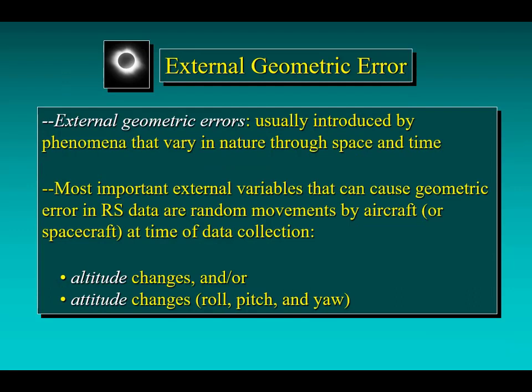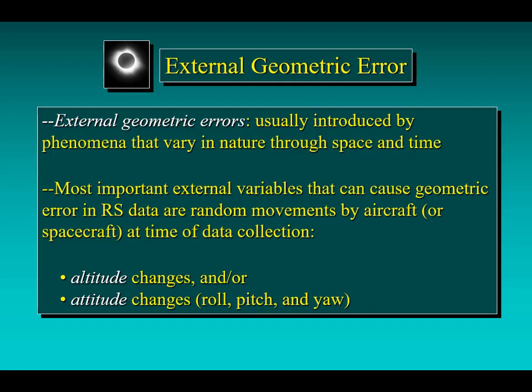Regarding external geometric errors, these are errors that are usually introduced by phenomena that vary in nature through both space and time. And the most important external types of variables that can often lead to geometric distortions in remote sensing image data are often going to be associated with random movements by aircraft or spacecraft at the time of the image acquisition. This includes changes in the altitude of the sensor throughout a given flight line, and/or attitude changes, and that includes roll, pitch, and yaw effects.